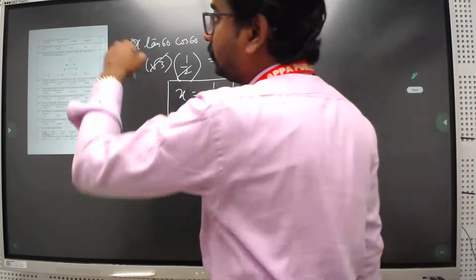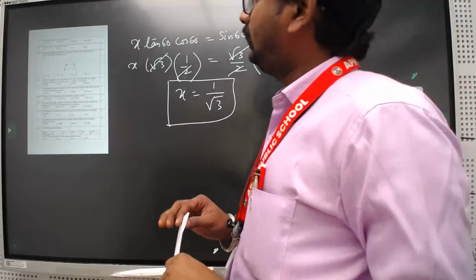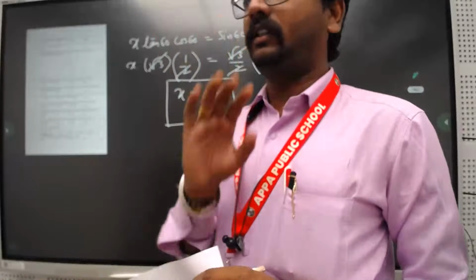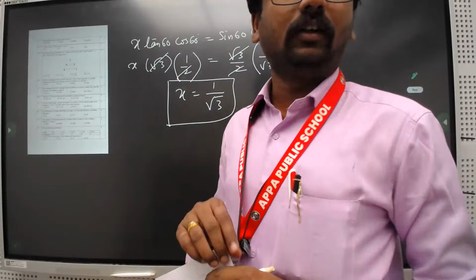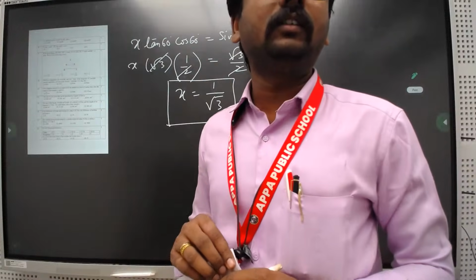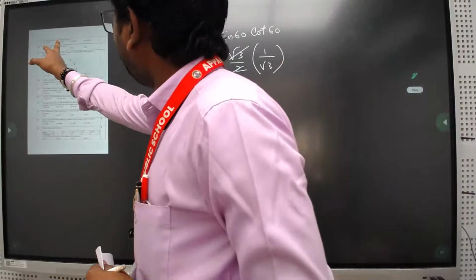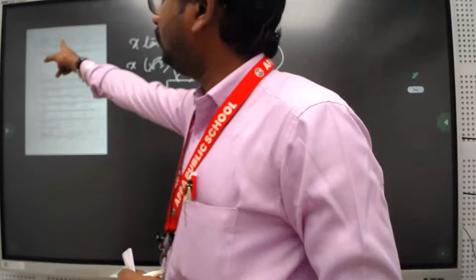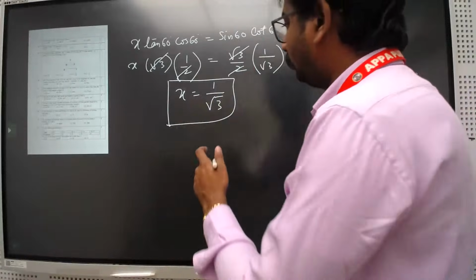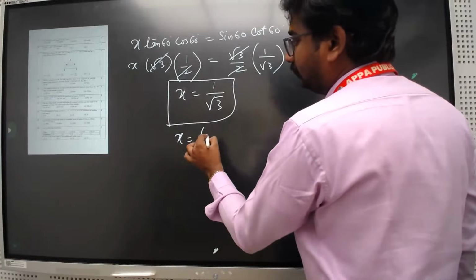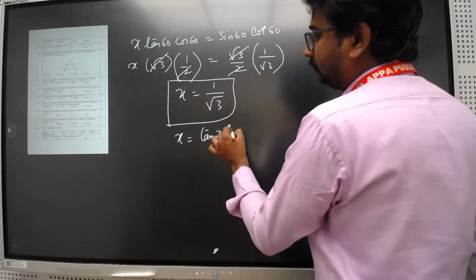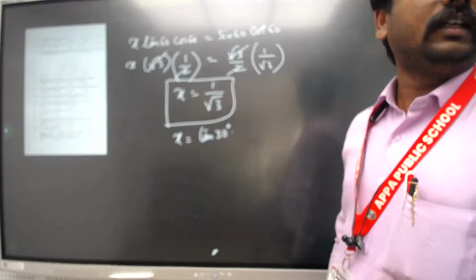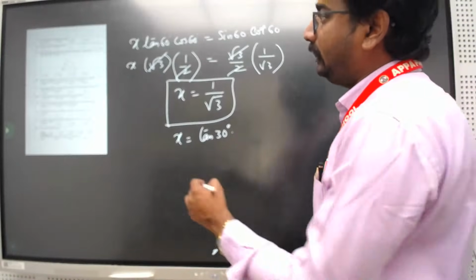But look at the options. Cos is there, tan, sin, cot. Just now I said this 1 by root 3 or root 3 will be in which trigonometric function? Tan. Then either B option or D option. What is tan 30? 1 by root 3. So the value of x is tan 30 degree. Is that clear? Okay. Now 8th question.